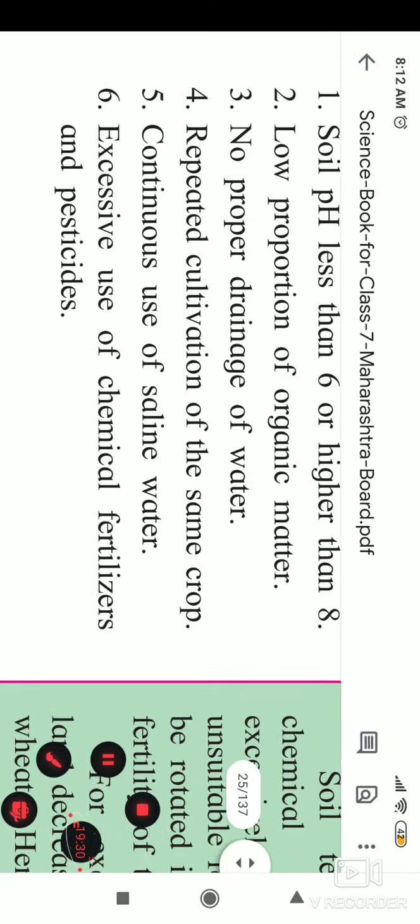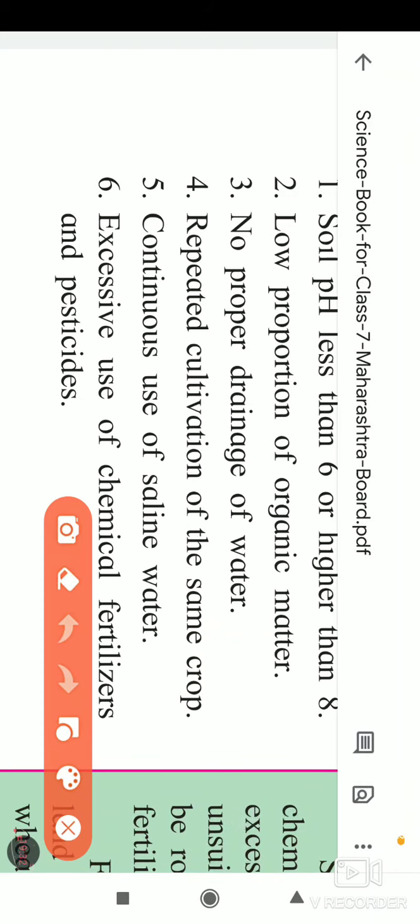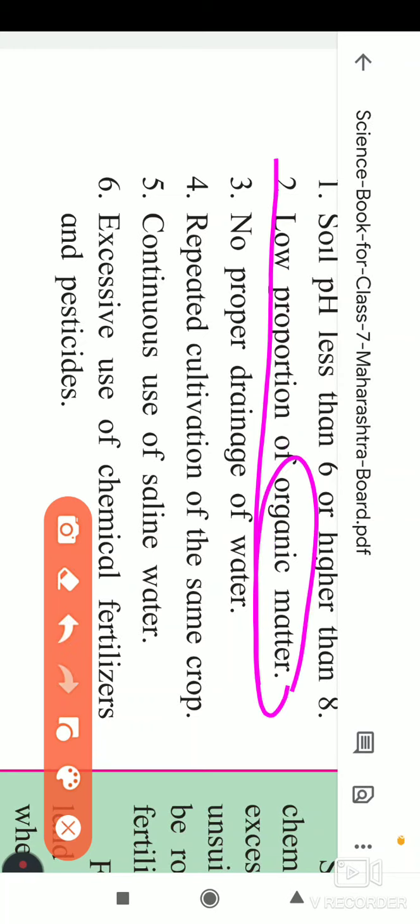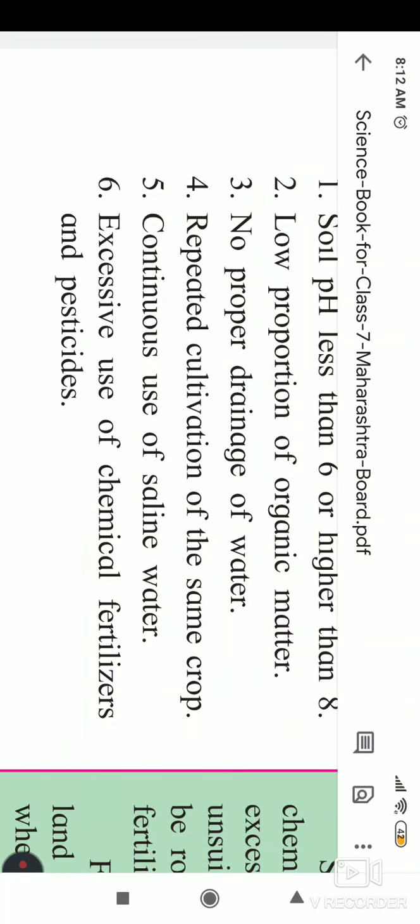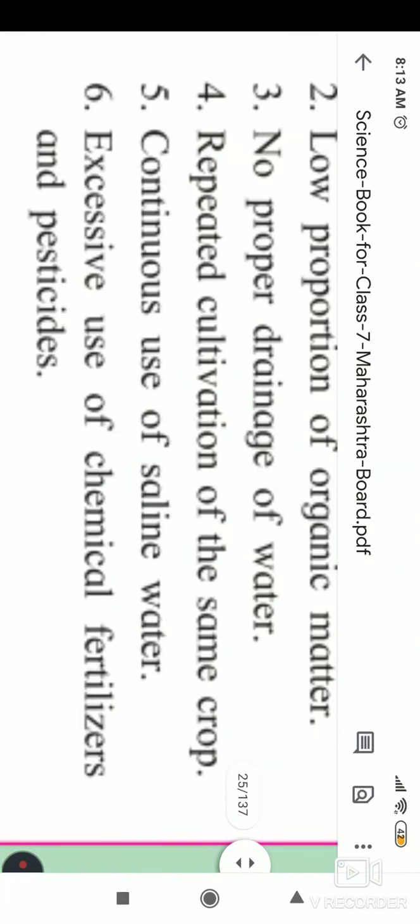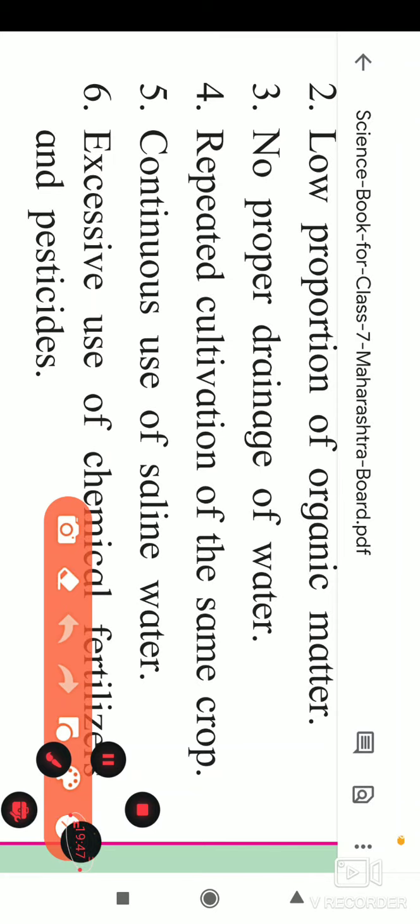Low proportion of organic matter. As you know, when any animal or plant dies, its body gets mixed into the soil. If these types of organic matter are in a lower proportion in the soil, then... Also, the urea and urine of the animals help improve the quality of the soil if its proportion is low in it.